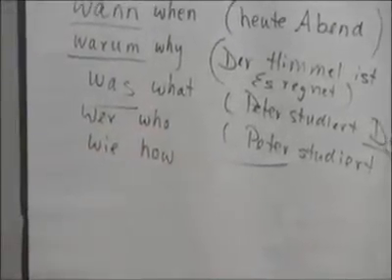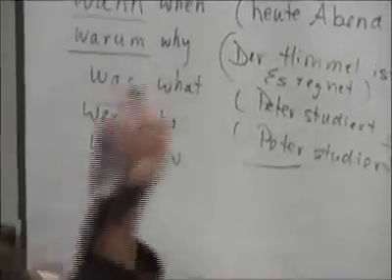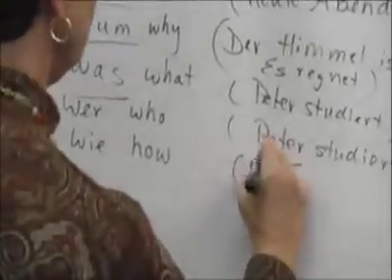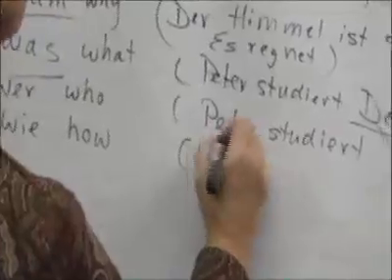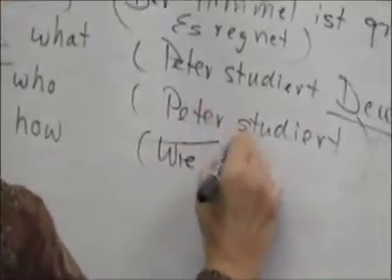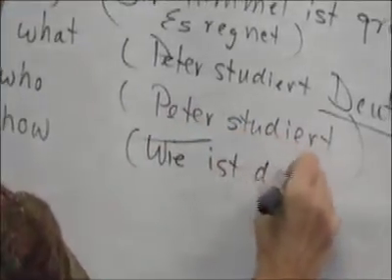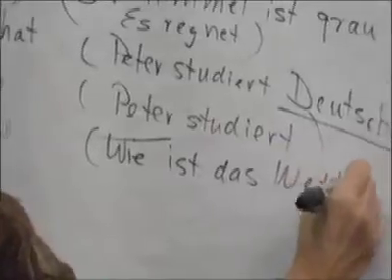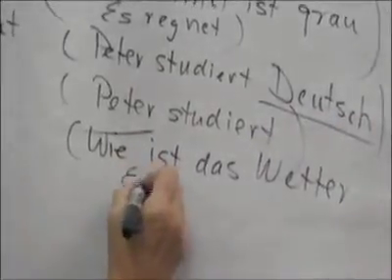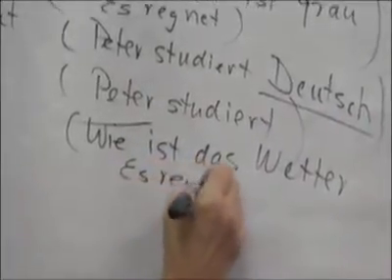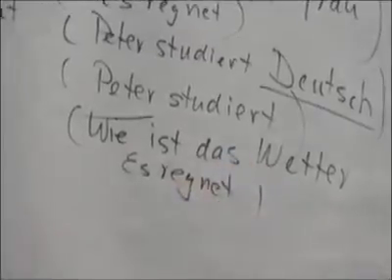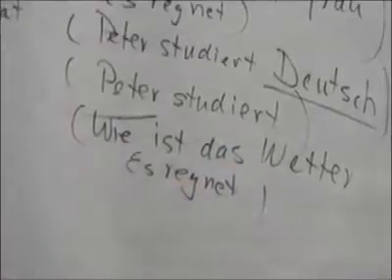Alright, wie means how. And since it's raining, we might want to ask, how is the weather? Yeah? In German we say, wie ist das Wetter? And the answer might be, es regnet. Yeah? So, wie, how is the weather?